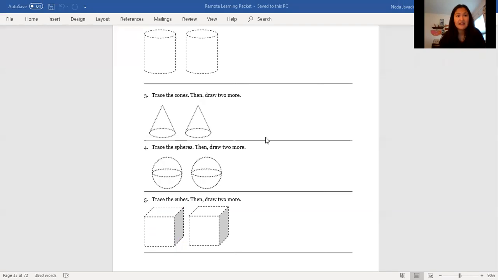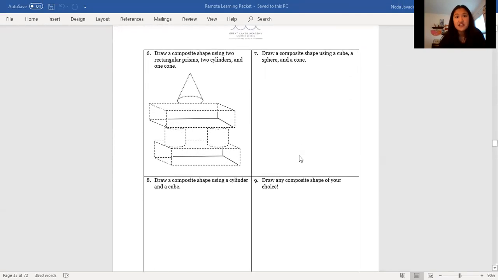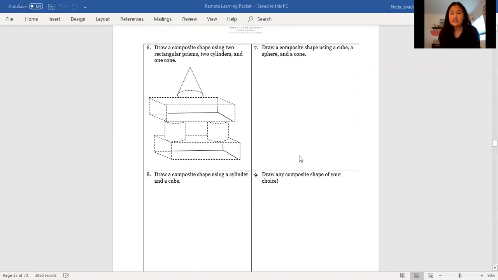If you have the packet in front of you, go ahead and turn the page. If not, that's okay. You can just draw these shapes on a separate piece of paper. So the first one was done for you. The first one, number 6, let's read it together. Go ahead and put your finger on number 6 if you have it in front of you. If not, you're going to read with me. Draw a composite shape.